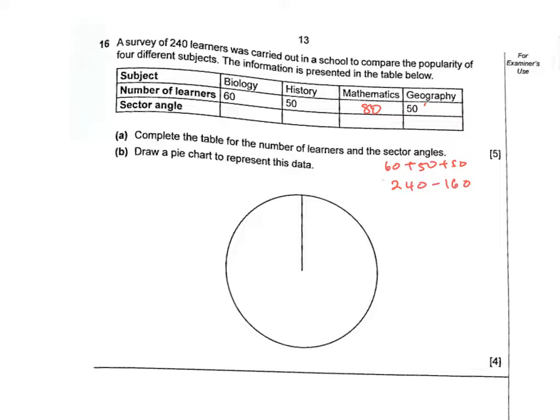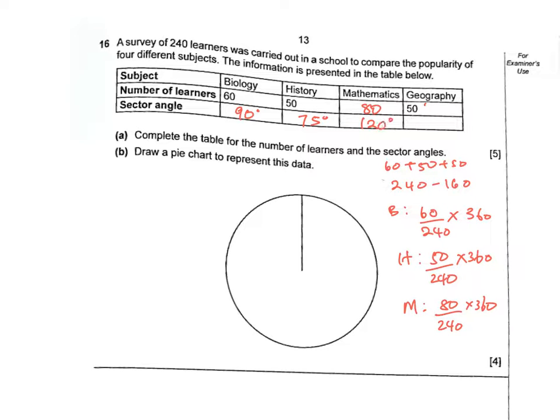Okay, then we have the sectors. How do we get the sectors? We go to biology, it is 60 out of what? Out of 240. The total pie has 360. Then you calculate, and you get that the angle for biology is 90 degrees. For history it is 50 out of 240, we multiply with 360, and then we get 75 degrees for history. And then the famous mathematics, we have 80 over 240 times 360, and that gives us 120 degrees.